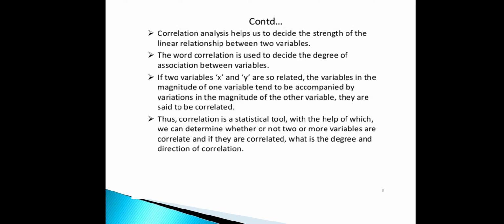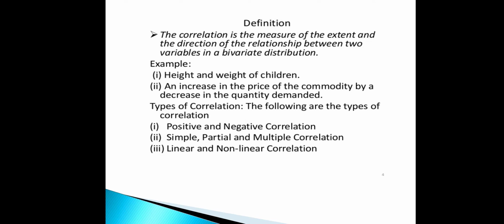So we can define correlation overall as the measure of the extent and the direction of the relationship between two variables in a bivariate distribution. For example, the height and weight of children, or an increase in the price of a commodity leading to a decrease in the quantity demanded. Such examples give us a relation between two quantities: between height and weight, and between the price of a commodity and the quantity demanded.